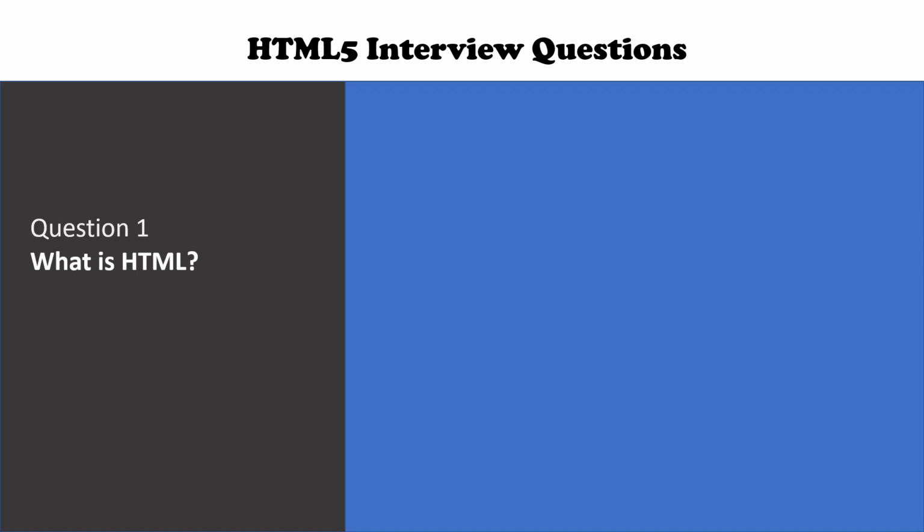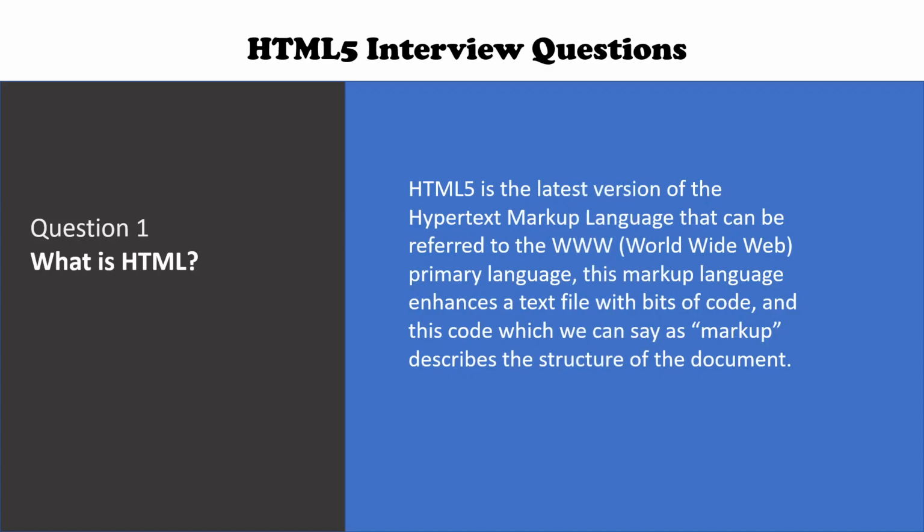What is HTML5? HTML5 is the latest version of hypertext markup language that can be referred to as the WWW primary language. This markup language enhances a text file with bits of code, and this code is called markup, which describes the structure of the document.